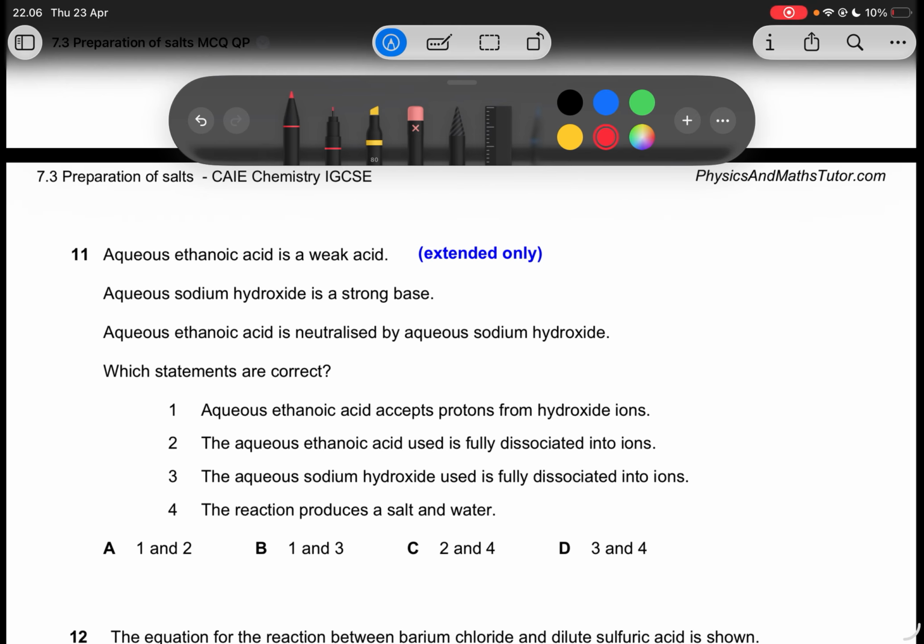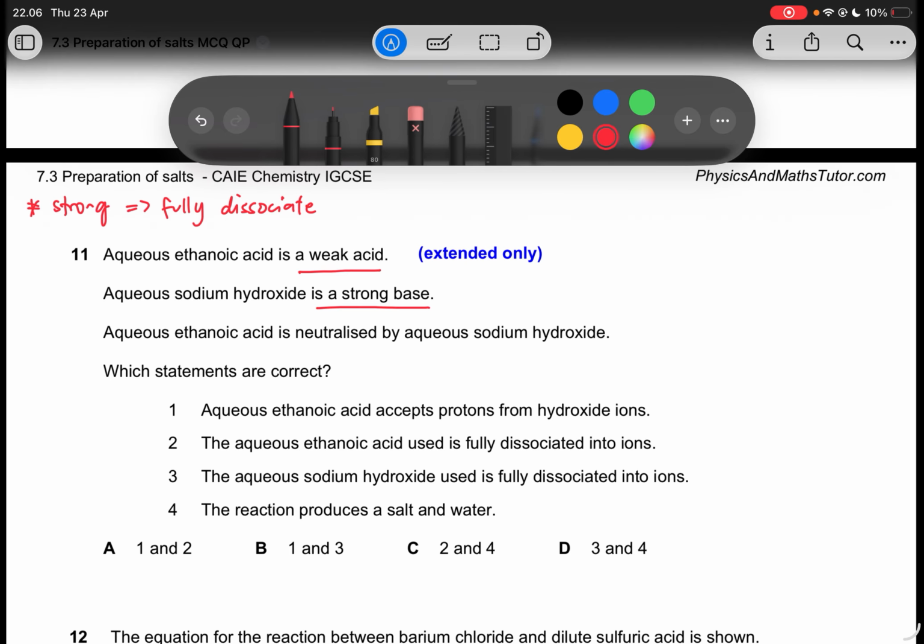Number 11, aqueous ethanoic acid is a weak acid. Aqueous sodium hydroxide is a strong base. Okay, so let's recall the idea of weak and strong acid, weak and strong base. One of the key words that we have to remember when we're talking about strong is that they can fully dissociate. So when we place a strong acid in water, it will fully dissociate. However, when we place a weak acid in water, it will partially dissociate.